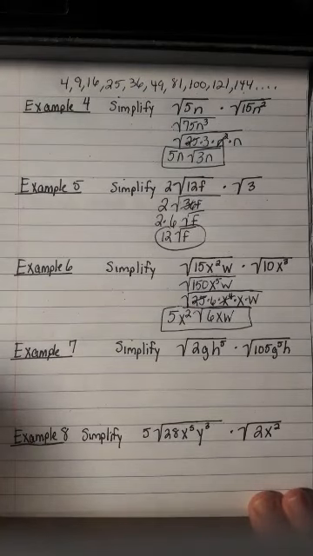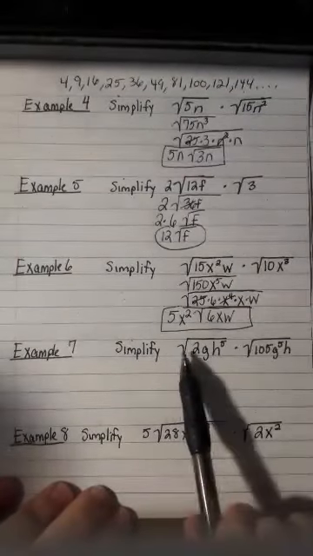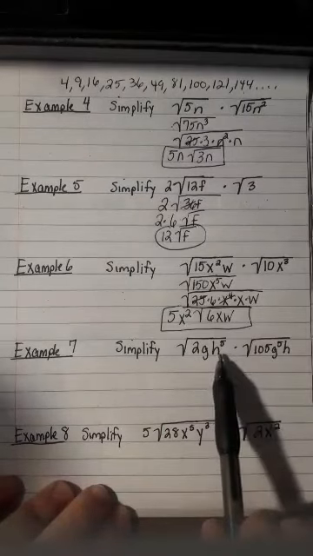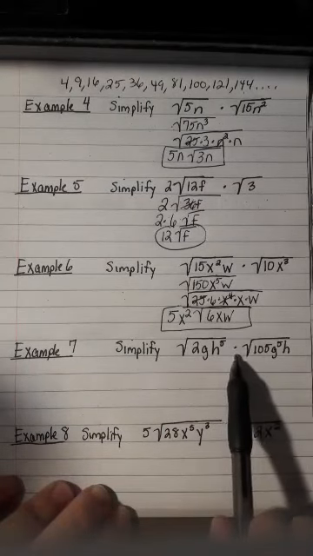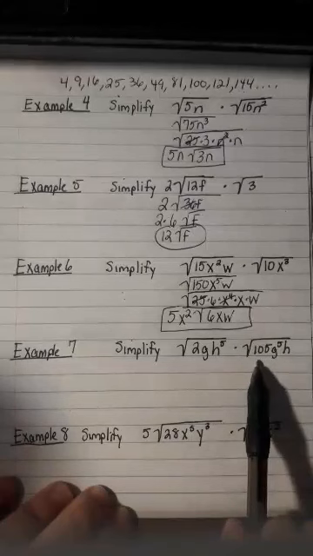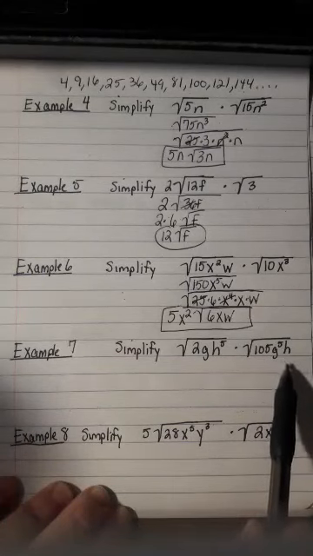All right, example 7. We're going to multiply. We have the square root of 2g h to the 5th times the square root of 105 g to the 5th h.